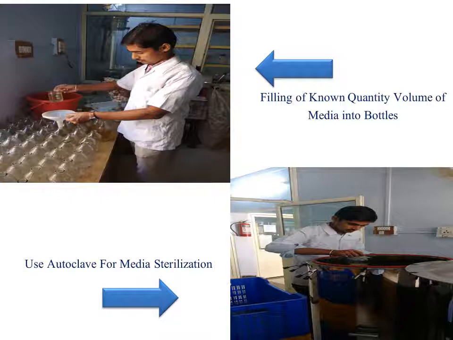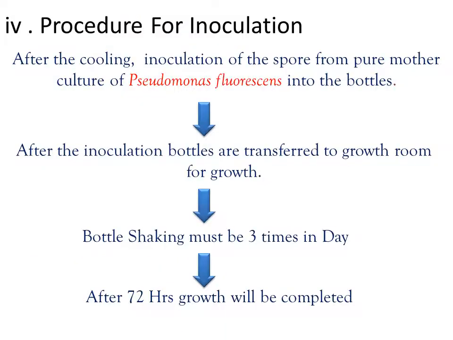After that, we can go for inoculation in the laminar flow. This is how we fill the bottles with 400 ml of prepared broth. This is the process of autoclaving. The procedure for inoculation in laminar flow: after cooling of the bottle, inoculation can be done with the pure mother culture with the help of an inoculating needle, or we can even use a micropipette for the inoculation. After the inoculation, bottles are transferred to the growth room for growth.